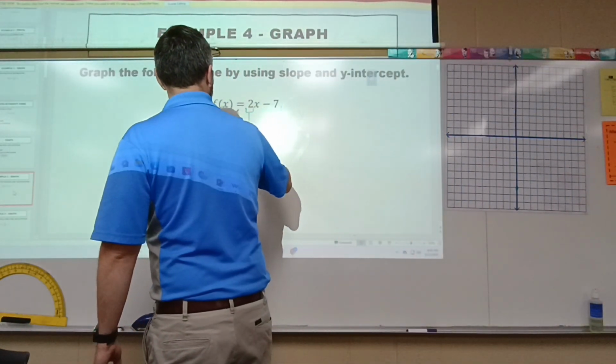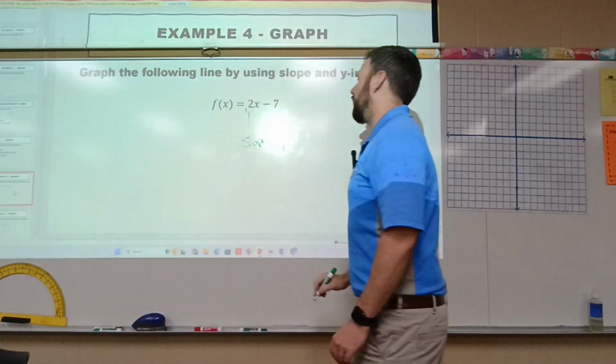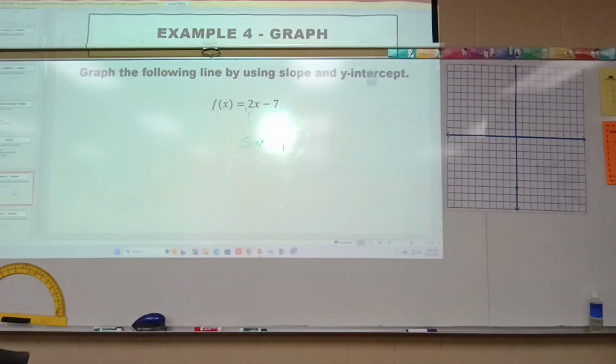What's my slope of this beast? It's 2/1. I always think of it as a fraction because slope is a rate. It's 2 miles per 1 hour. That's pretty fast for me.